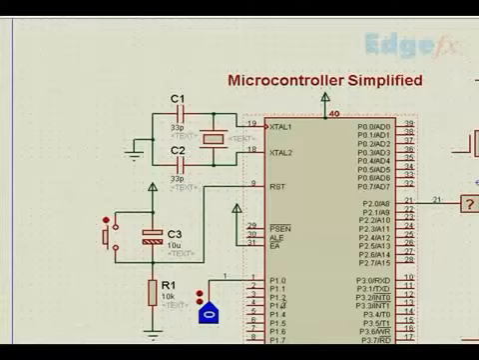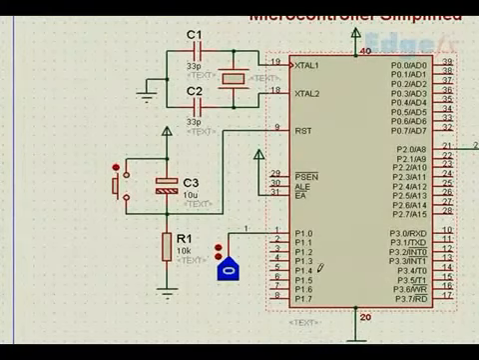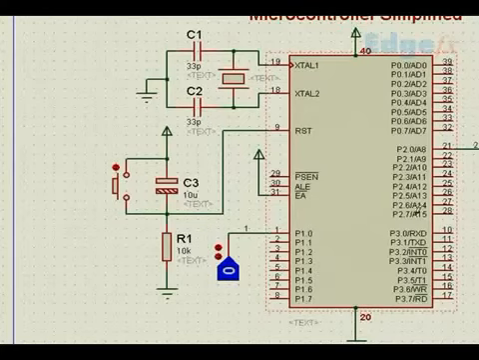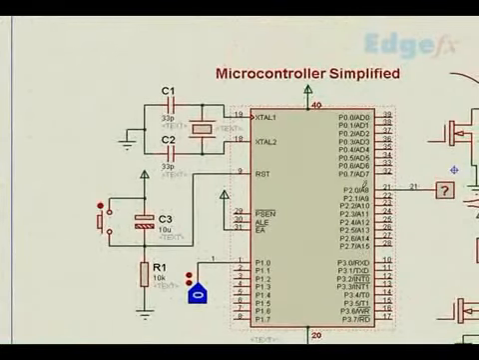Then there are ports. Port means they are input output ports. They can be used as input, they can be used as output. This is called port 0, port 1, port 2 and port 3. Port 3 has certain extra features. Even port 2 also has certain extra features, and port 0 also has certain extra features. But let's talk about only the normal input output features.